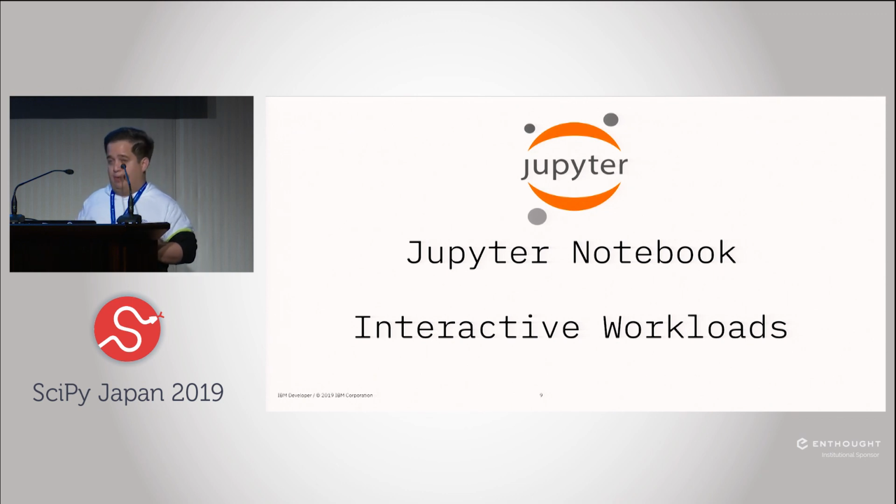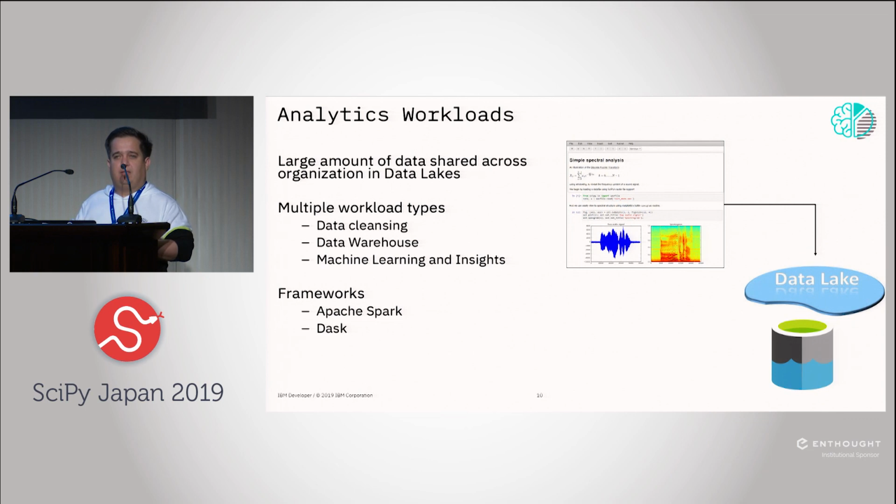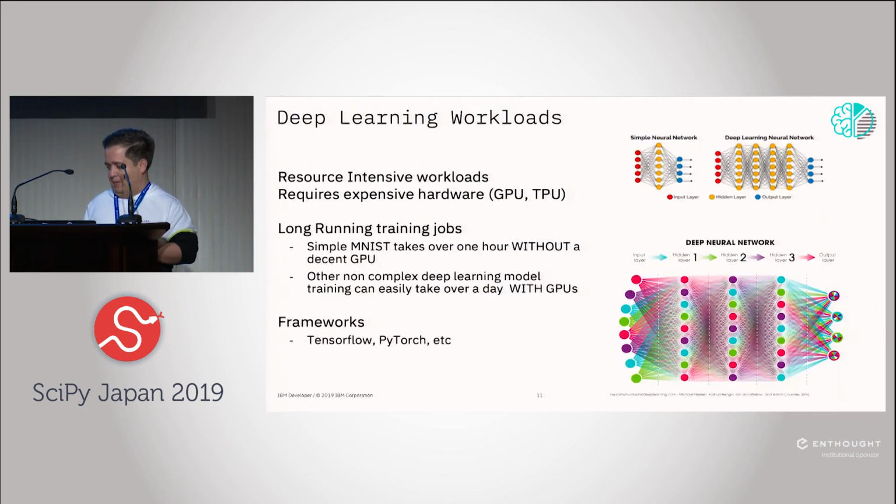So let's talk about some of the workloads that we do. Interactive workloads, usually when you're processing a lot of data, and I think in this area we would also put the scientific workloads. You can do data cleansing, data warehousing, start applying some machine learning, and then you can start using frameworks such as Spark or Dask, for example. We heard a lot today about going more to the deep learning and AI side. Those are more resource-intensive workloads.